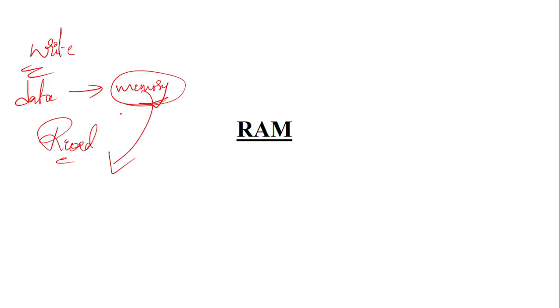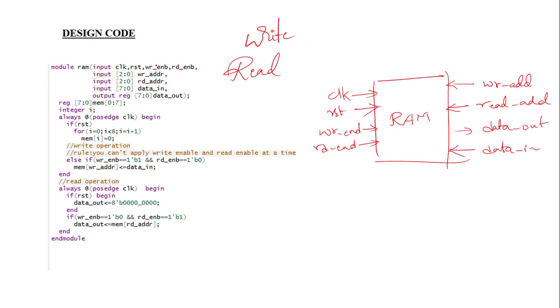The main condition is: whenever the write enable is on, then only your write operation will happen. Whenever the read enable is on, then only your read operation will happen. But one condition is there: at a time, don't enable both the pins. You have to enable only write enable or read enable. Don't get confused about that. These are the main points we have to think about. Now you are going to design. It is very simple, so just understand everything.